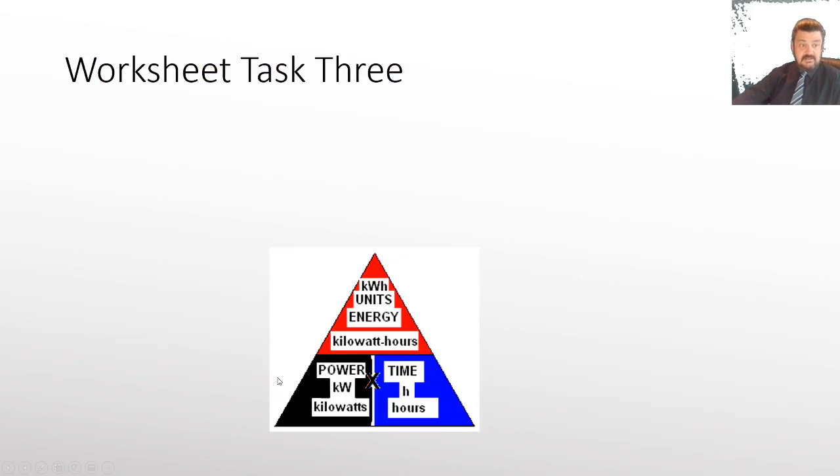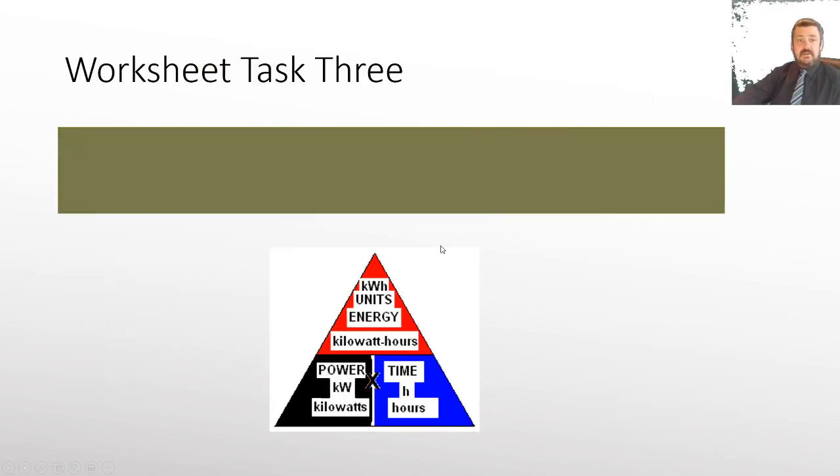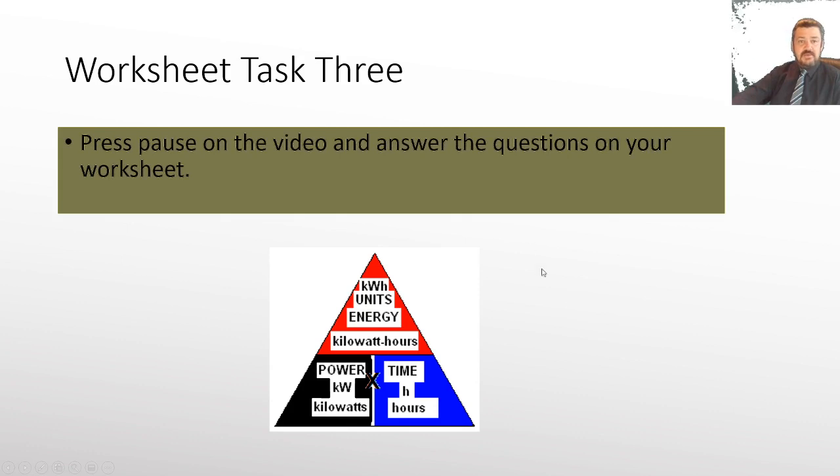That's 30 minutes. Okay, so what I'd like you to do is have a go at task 3 on your worksheet. I'm going to leave the formula triangle here so it can help you. Remember, at all times what you need to be doing is converting your units into hours and kilowatts, otherwise the equation will not work. So press pause on the video, answer the questions on your worksheet, press play when you're ready to go.